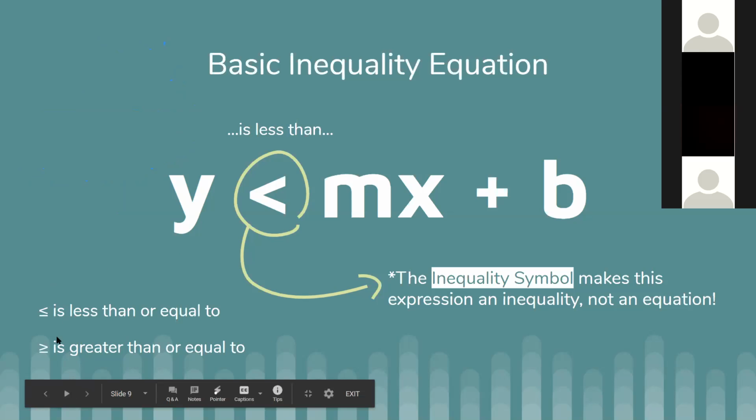And then the less than or equal to symbol just means that the y value is less than or equal to the mx plus b part. And then the greater than or equal to sign means the opposite. Does anybody have any questions? Okay.